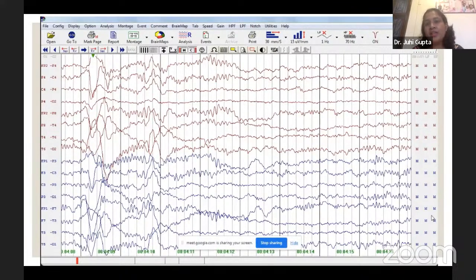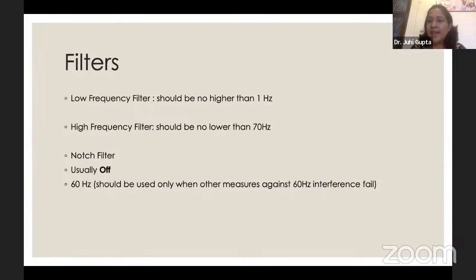So ideally, all the EEG records should be looked at on the console for reporting and treating the child, rather than looking at paper, because on paper you cannot alter these settings. You cannot alter these montages. So coming to the next EEG setting that you should look at are the filters.